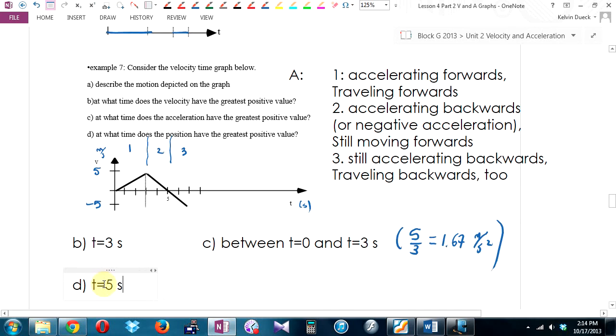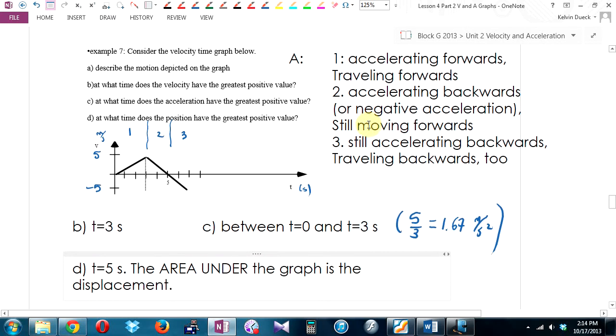So, 5 seconds. So, bonus question. I haven't covered this. Where does distance appear on a velocity time graph? It's not the slope. What's the slope of a velocity time graph? Acceleration. So it's not that. What was that? The area.